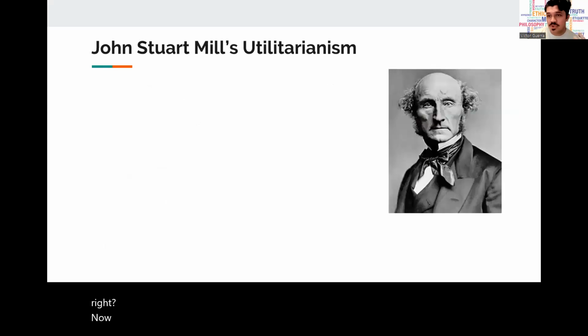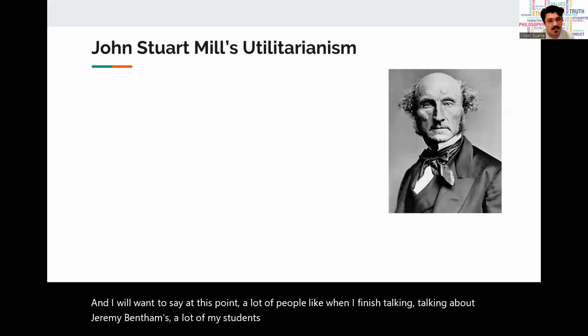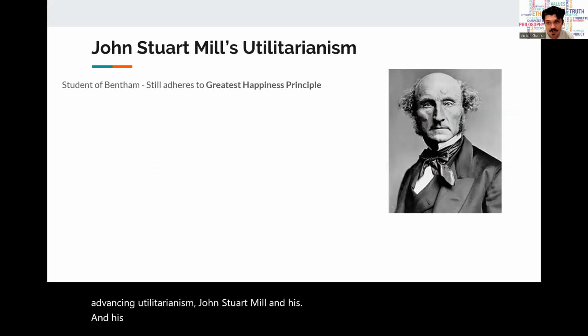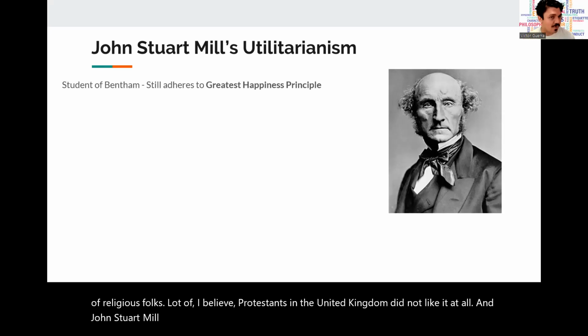Now, at this point, John Stuart Mill enters the picture. And I want to say that when I finish talking about Jeremy Bentham, a lot of my students like utilitarianism. But it actually turns out that during the time that John Stuart Mill and his teacher, Jeremy Bentham, were advancing utilitarianism, a lot of people didn't like it. In particular, a lot of religious folks, a lot of Protestants in the United Kingdom, did not like it at all. And John Stuart Mill had to go on the defensive.